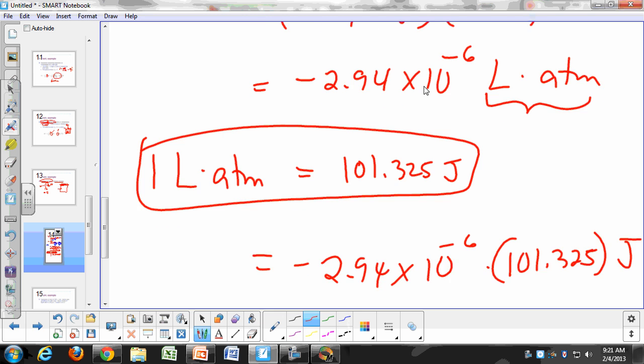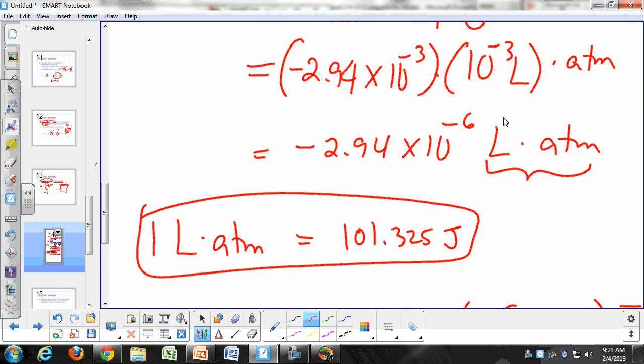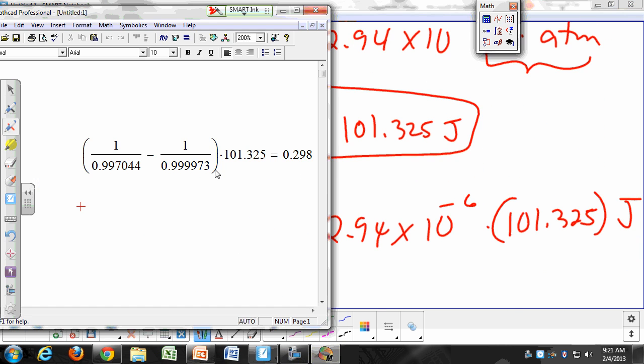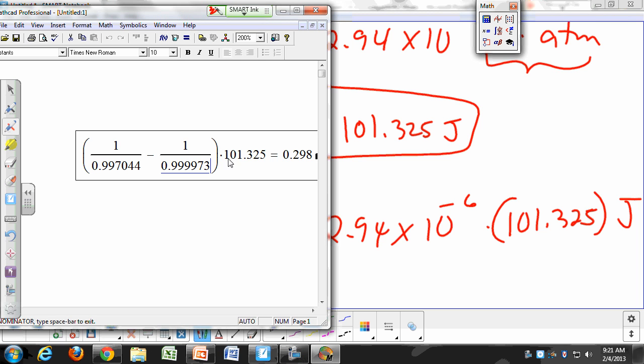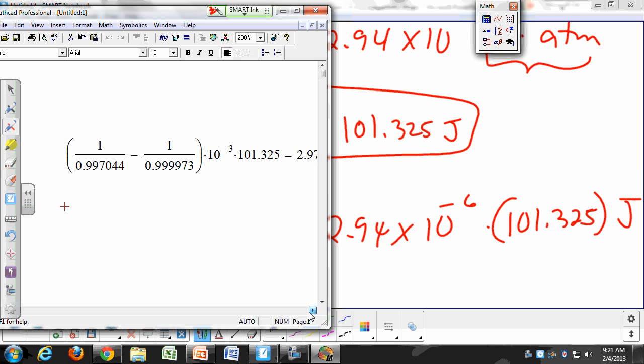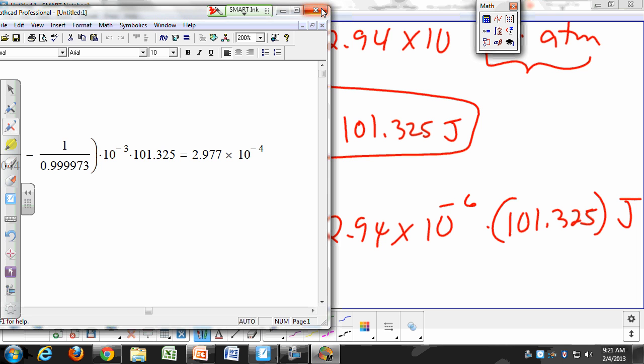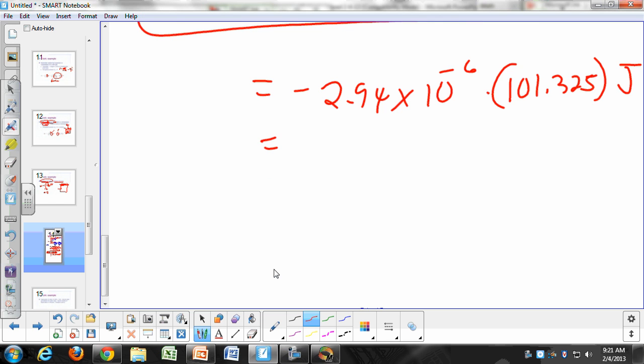I've already changed it to liters right here. Did you do that on that? Oh, I did not? Okay. Yeah. Okay, so this is milliliters. I still have to multiply that by 10 to the negative 3, right? So the answer is 2.98 times 10 to the negative 4. Yeah, you're right. So negative 2.98 times 10 to the negative 4 joules. Okay.